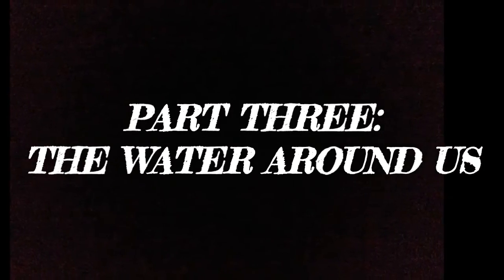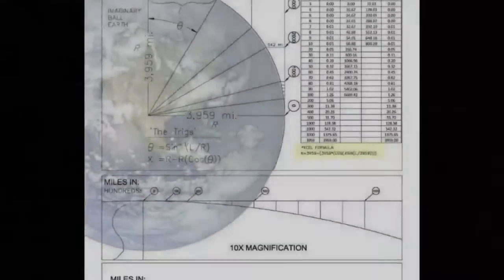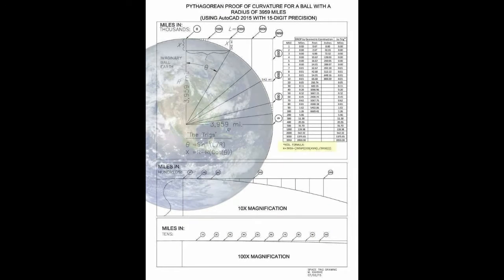Now we will take a look at the water which the land is surrounded by. If we lived on a sphere with a radius of 3,959 miles, the water should curve at 8 inches per mile squared. Here is a table based off the Pythagorean formula of a Earth-sized sphere. Now this is not what we would see in reality anyways.